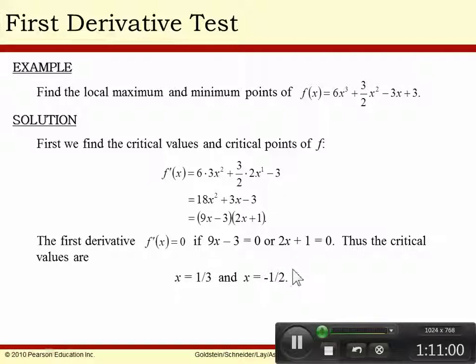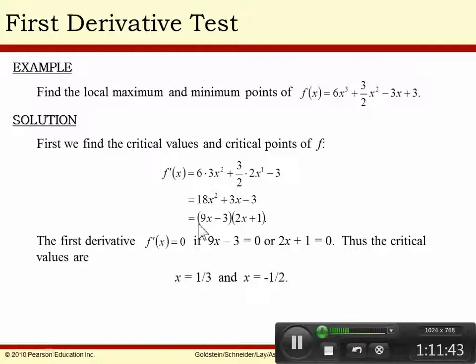Let's walk through that again. You start with your function. You want to find the local maximum and minimum using the first derivative test. You start by finding the critical points. The critical points are where the derivative is 0 or undefined. Since the first derivative is a polynomial, it's only going to be where the first derivative is 0. So we take the first derivative, which is here, we simplify it, then we factor it and set it equal to 0. When we factor it, we get this expression.